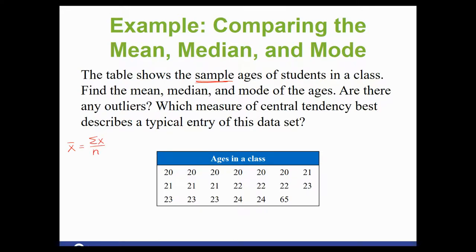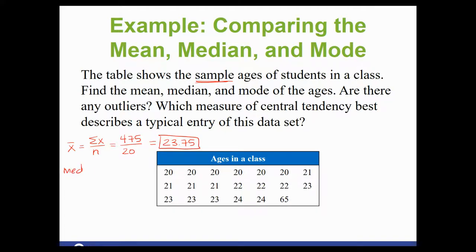We're going to add them all up and divide by our sample size. So if we add up all the values in this chart, we get 475. And there are 20 students. So if we divide our sum by our sample size, we get 23.75 as our sample mean.